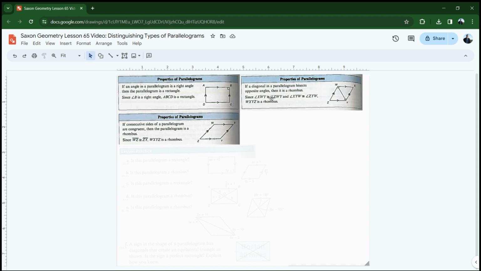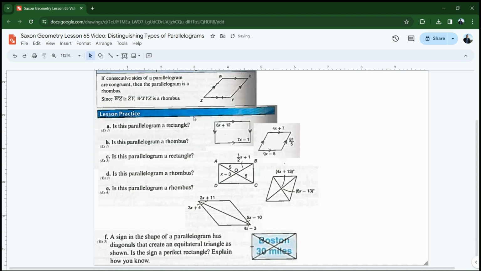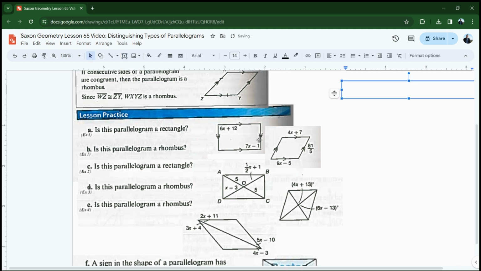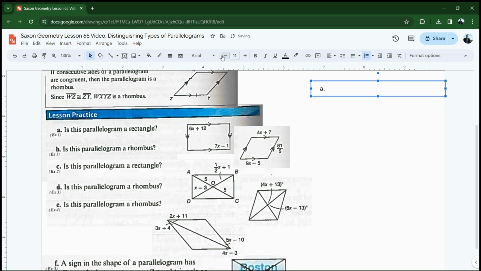Now let's see how we can use those properties to work problems. We're going to have a bunch of questions that ask us, is this parallelogram a blah? And we have to answer that question. The way that we're going to do that is by doing math with the things in the parallelogram to see if it is what it asks. So first of all, is this parallelogram a rectangle? Well, first of all, because it asks us, is this parallelogram, the assumption is that it is, in fact, a parallelogram at least. Let's see if it's a rectangle.